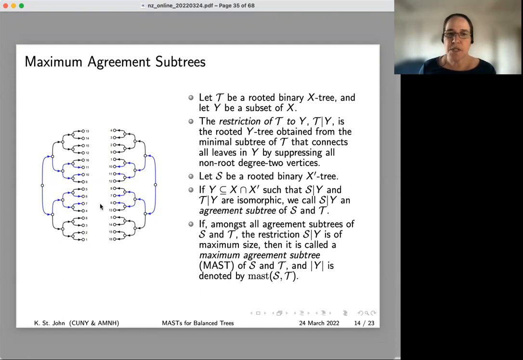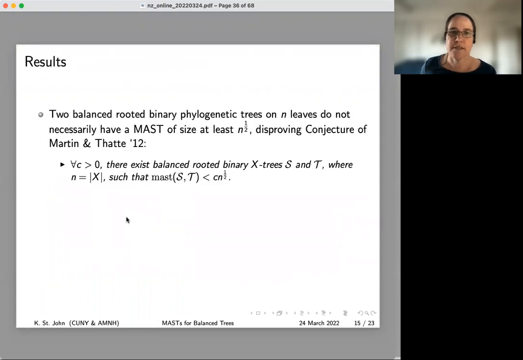And what's interesting is that MAST is actually used as a measure of similarity between trees, but it can never take on the value 0. You will always have some subtree that occurs in both. Okay. So here's our results.